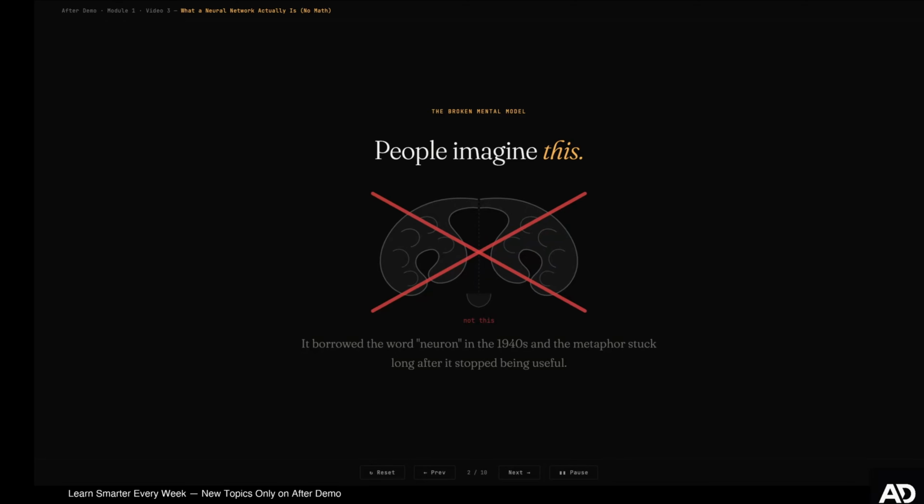Here's how most people picture a neural network. They imagine a digital brain, little virtual neurons sparking like biology, somehow thinking. The image is exactly wrong, and it's why the concept stays confusing. A neural network is not a simulation of a brain. It borrowed the word neuron in the 1940s, and the metaphor stuck around long after it stopped being useful.